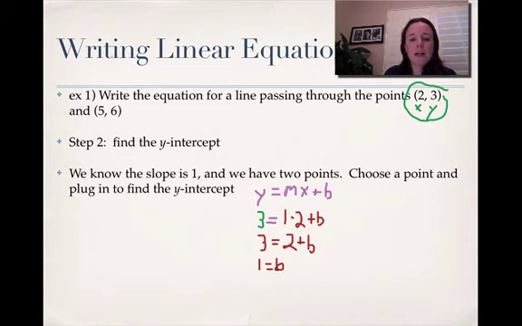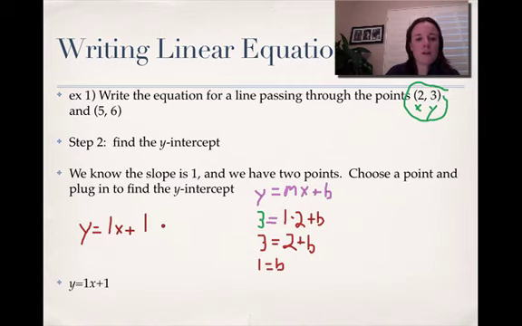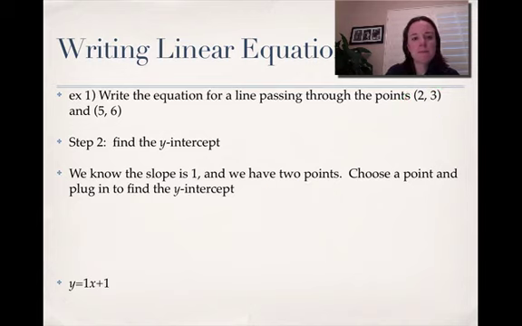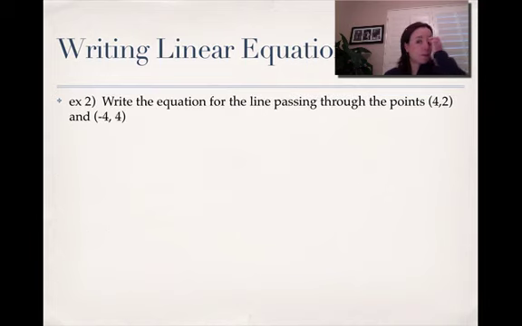So now I just need to plug in to y equals mx plus b. So my equation is y equals, my slope is 1, so I'm going to have 1 times x plus my y-intercept, which is also 1. Yep, and there it is. y equals 1x plus 1. So we found our slope, found our y-intercept, and plugged in. Let's go ahead and do another one.